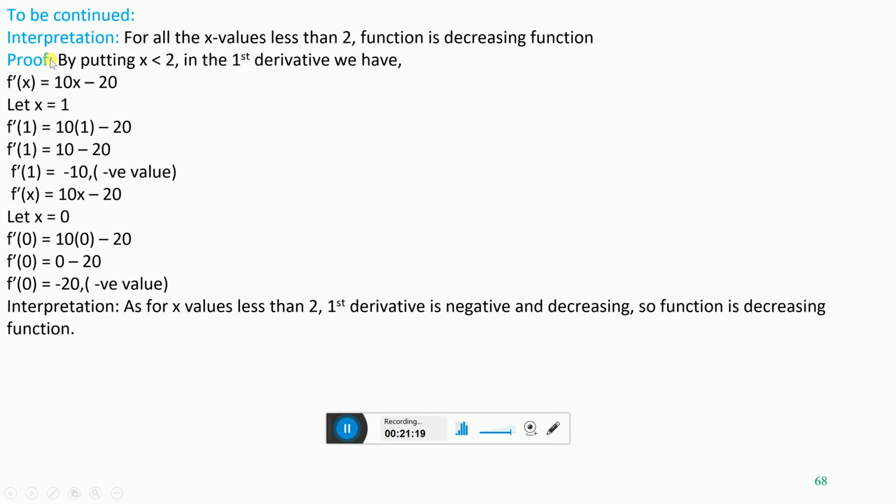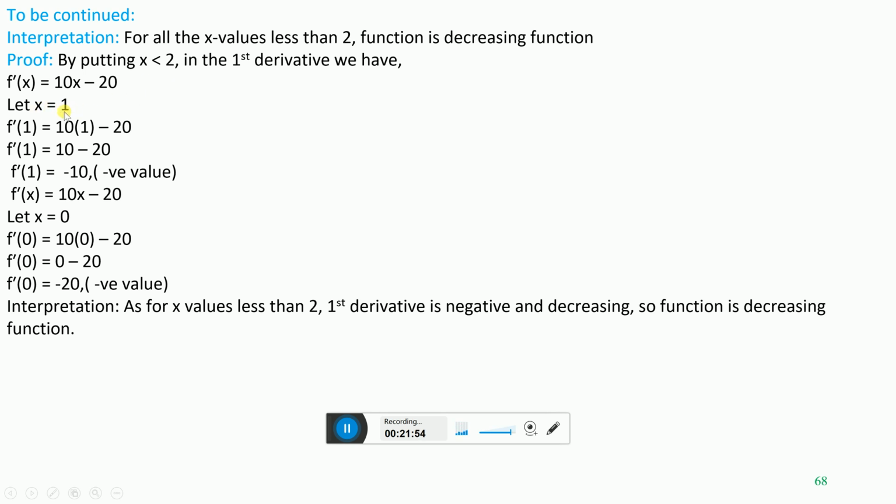Now we will prove this by putting x values less than 2 in the first derivative we have. This is the first derivative of the function, and I'm substituting for x all those values which are less than 2 to check whether the function is increasing or decreasing. If the first derivative is negative, less than 0, then the function is decreasing.